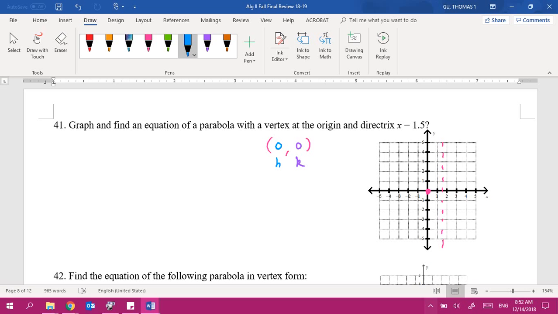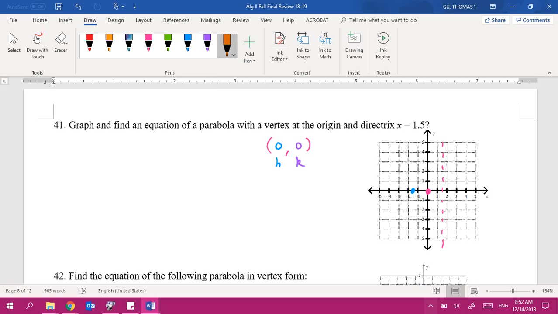The directrix is on the right. So the focus should be on the left, right. So the directrix is 1.5 in the positive direction, which means that the focus will be 1.5 in the negative direction. So right here, at negative 1.5, 0, that's my focus. Okay?